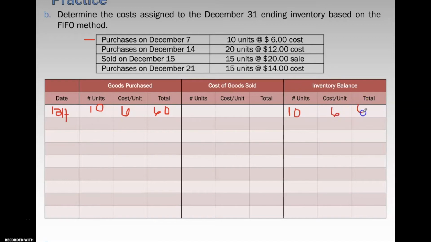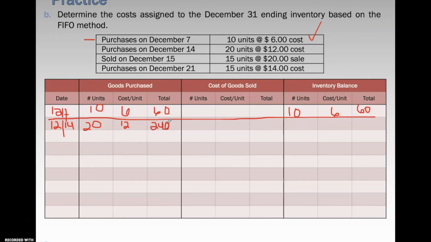So I'm just going to copy it over, because remember, what do we have? Well, we have the purchase. And then, a line underneath just to keep this separate. So done. So now on the 14th, we made another purchase. So this should still look exactly the same as part A. We purchased 20 units at $12 for a total of $240.